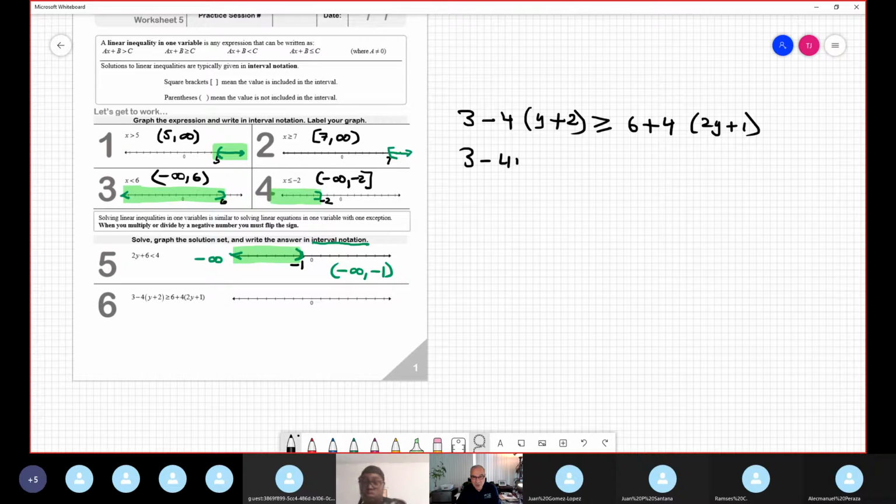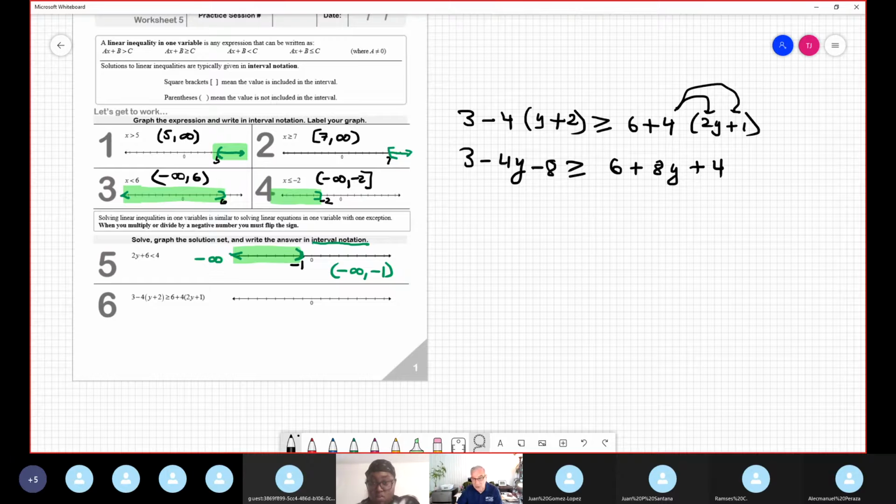3 minus 4y minus 8 greater than or equal to 6 plus 8y plus 4. Okay, so remember, in any inequality, the terms that contain the variable we put on the left, mandatory. In an equation it is optional. In an inequality it is mandatory. So, for example, this negative 4y stays here. I move 8y to the other side. Greater than or equal. So 6 stays, 4 stays. Now I move 3, I move 8. Because we can combine, it doesn't matter the order, no?